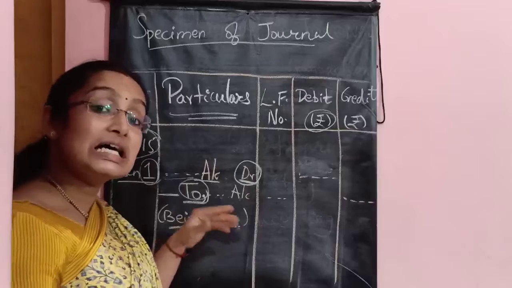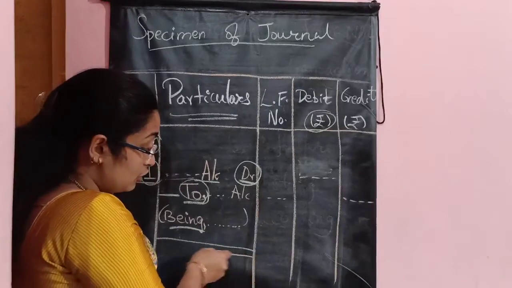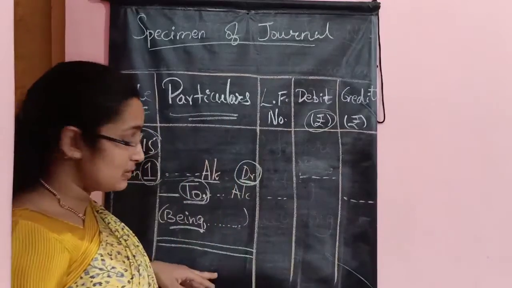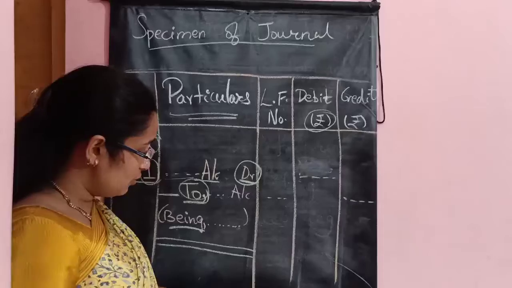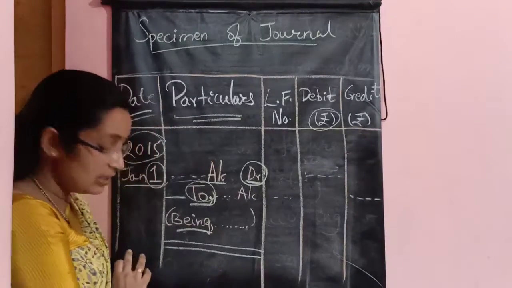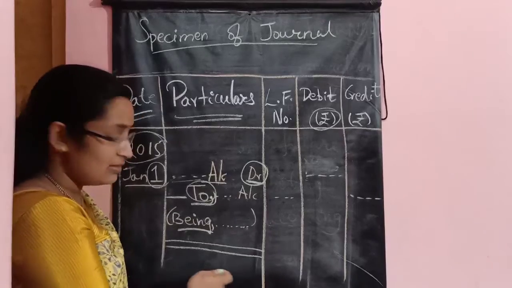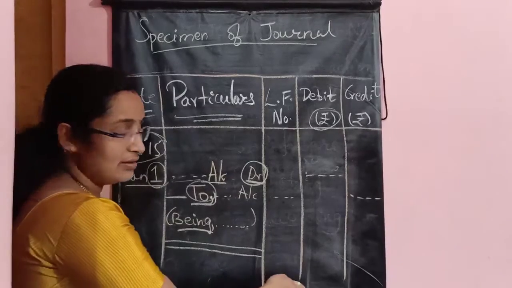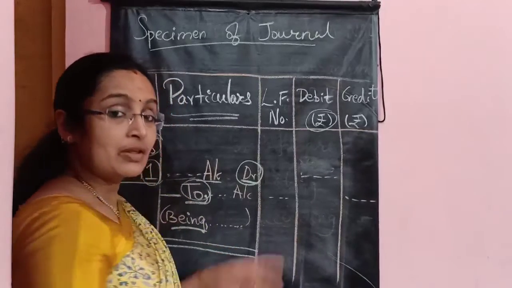After writing a journal entry, a line has to be passed. Not a line, 2 lines have to be passed, which means this entry is completed. Later on, the next entry is done with the month and the date. Then the debit account, credit, LF number, debit amount, credit amount.